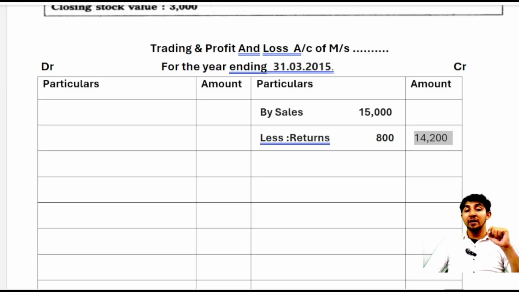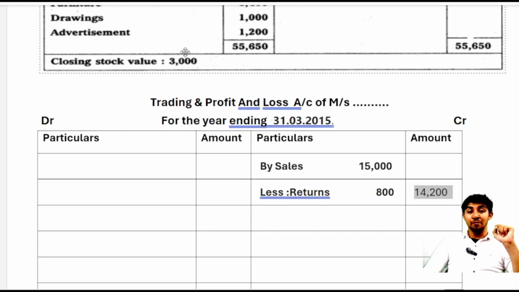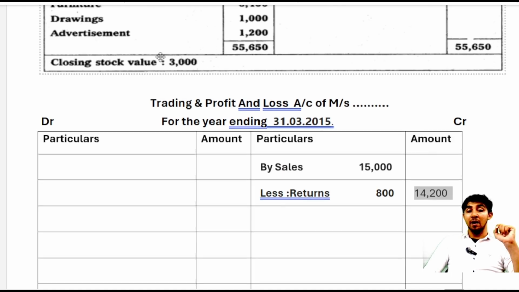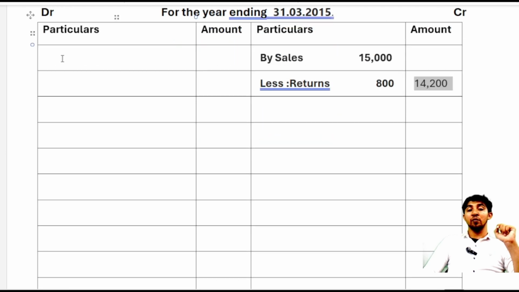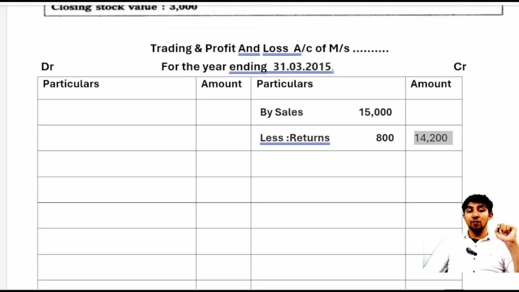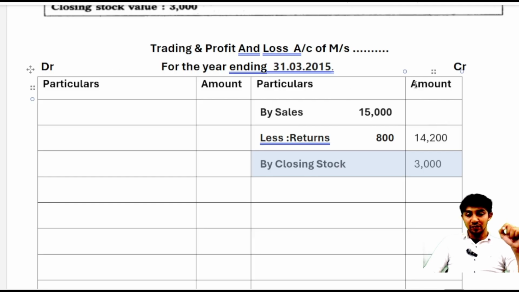The last credit item is closing stock. In our question, the closing stock is mentioned below the trial balance. So directly we'll move towards the credit side of trading account and write the value of closing stock, that is 3,000. From this, we have completed all the credit items of trading account.